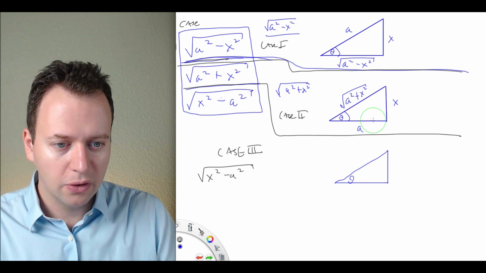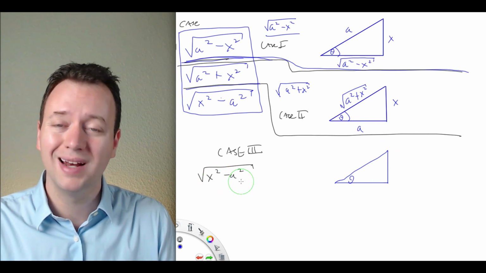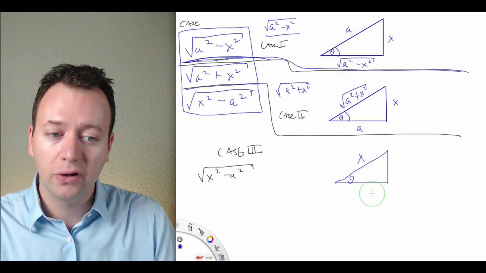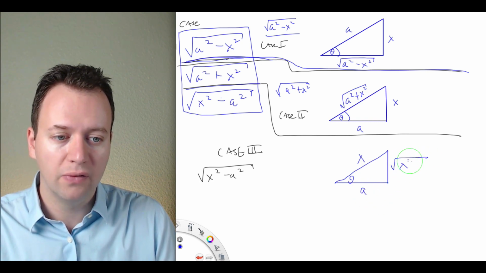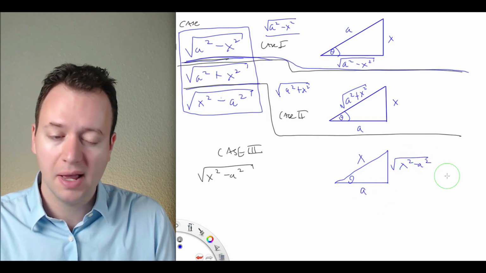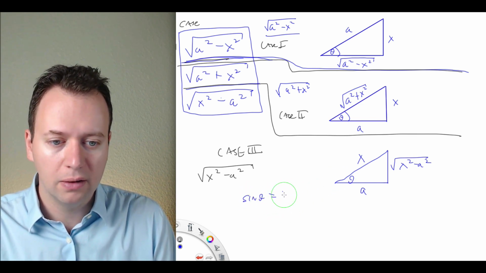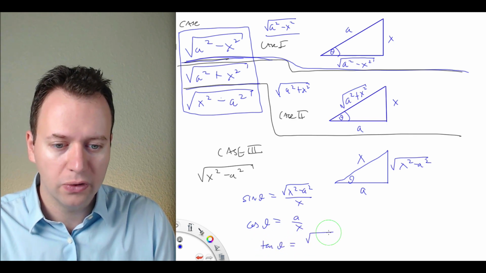Okay. So we have this triangle like this, and now the square root of x squared minus a squared looks like a right triangle with a hypotenuse of length x. So let's put x as the hypotenuse, a will be one of the legs, and the square root of x squared minus a squared will be the other leg. Now, there are three trigonometric relations. Sine of theta will be the square root of x squared minus a squared over x. Cosine of theta will equal a over x, and tangent of theta will equal the square root of x squared minus a squared over a.